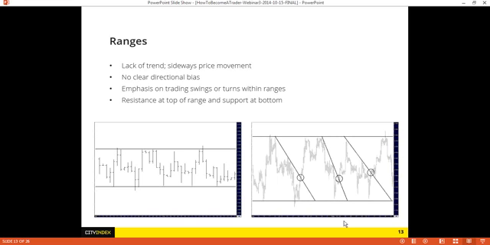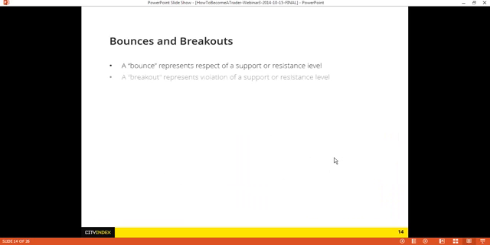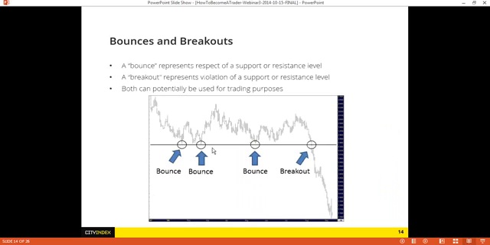You're looking for opportunities to go long near support, short near resistance. Very easy stuff. It's just support and resistance. But again, I don't like to go against the overall trend if there is an overall trend. Bounces and breakouts. Once again, as I mentioned, we're looking for either bounces or breakouts.